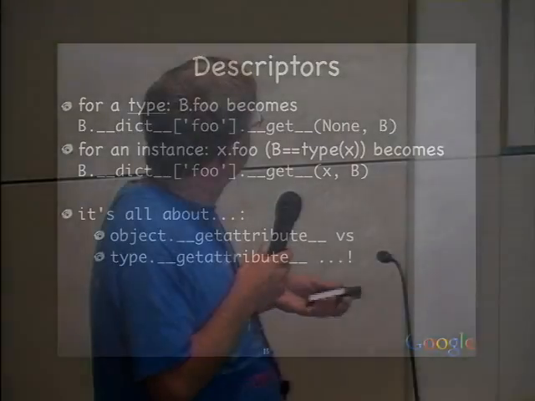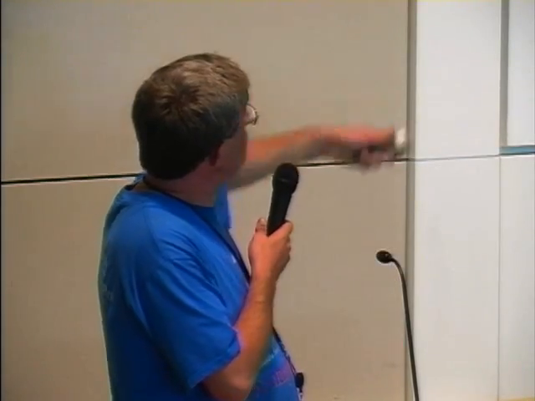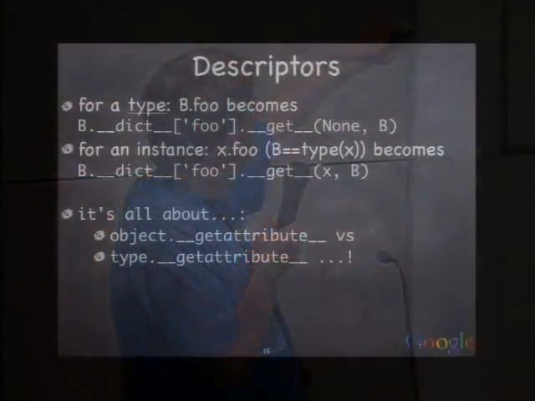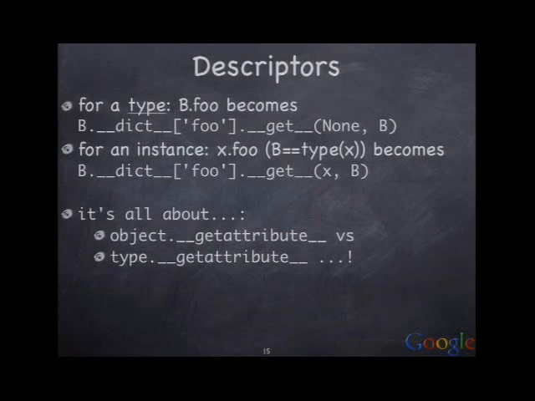So what does it mean to use a descriptor? Well, for example, if B is a type, then B.foo means get the foo out, typically of the dictionary, but it could be a base class, equivalently, and then call __get__ with None and B. Instance None, type B. If it's already an instance, so x.foo where B is the type of x, then it's similar, but you pass x as the instance and B as the type.